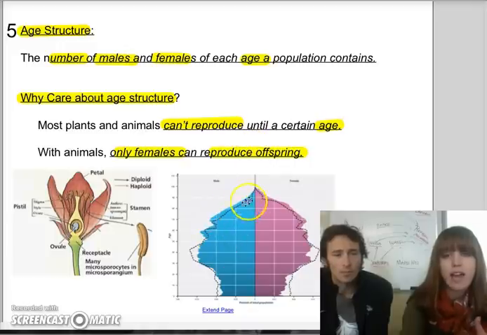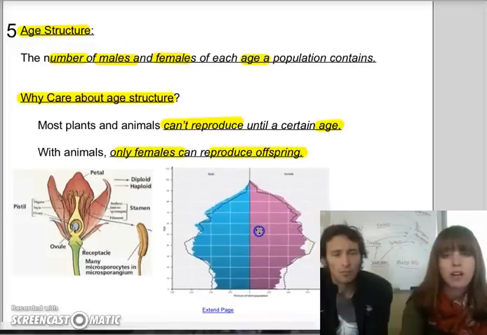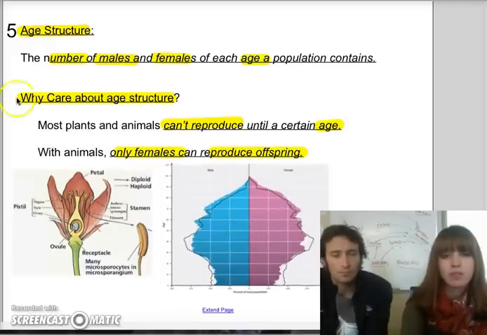So knowing how the ages are distributed throughout the population will help us understand a little bit more about their effects in the ecosystem. Another thing too, with animals, only females can reproduce offspring, so knowing the amount of females per males in the group also helps us understand the population as well.